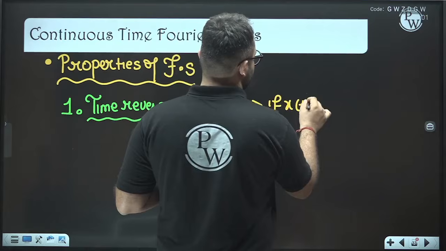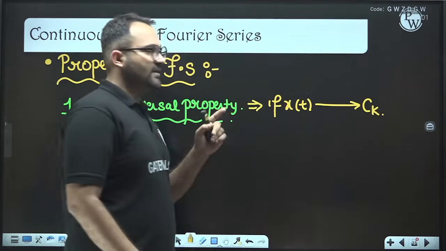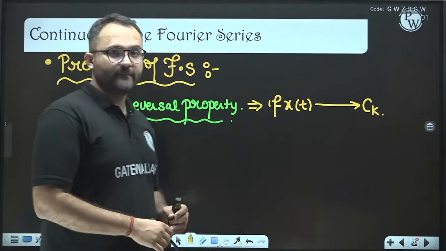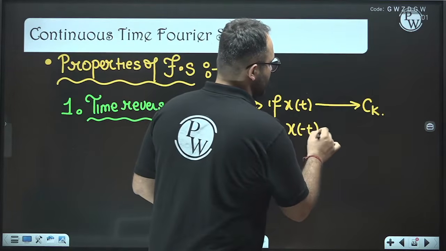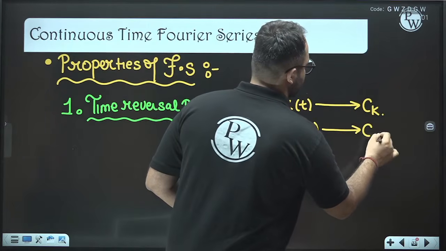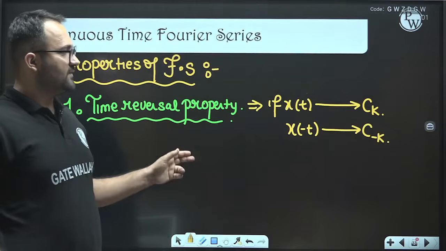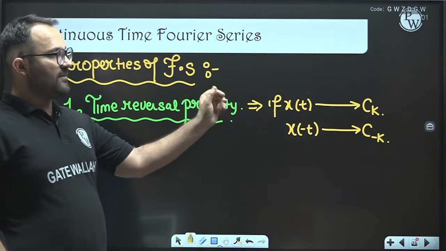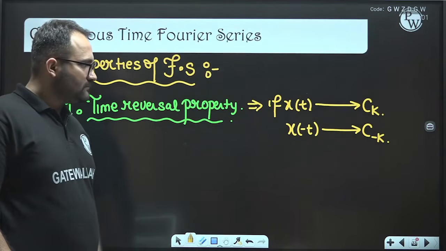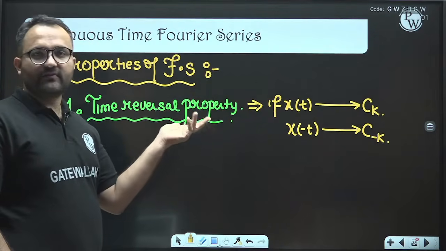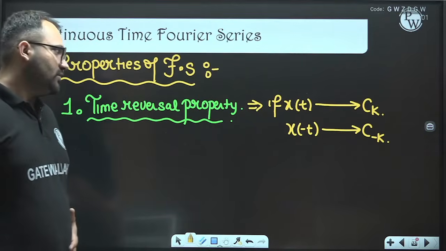So if x(t) has Fourier series coefficient ck, then x of minus t will have Fourier series coefficient c of minus k. Okay, so if we are replacing t by minus t, then we have to replace k by minus k in the expression of ck. x of minus t and x(t) will have the same period, there is no doubt about it.